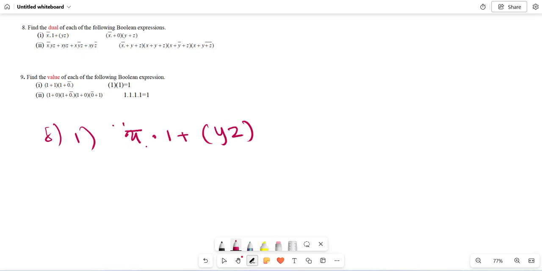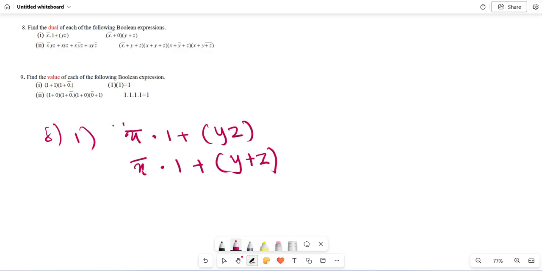You can change it now according to this way. You can keep the things according to operator precedence. First, inside the bracket we'll put x bar here, dot 1 plus, and here inside the bracket we can put y. Since it is dot, you can put plus, because here AND is available. You can replace it by OR. OR means plus.